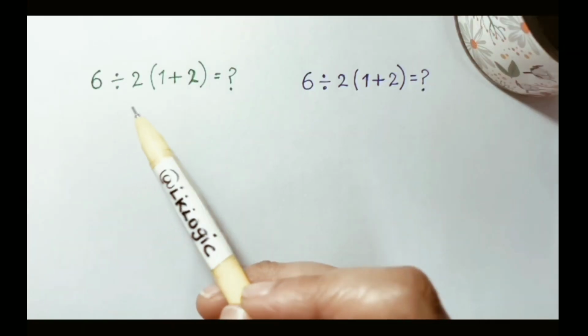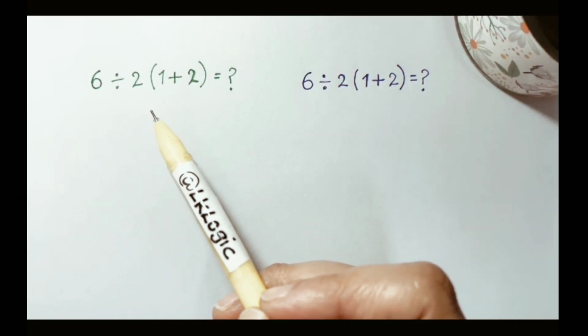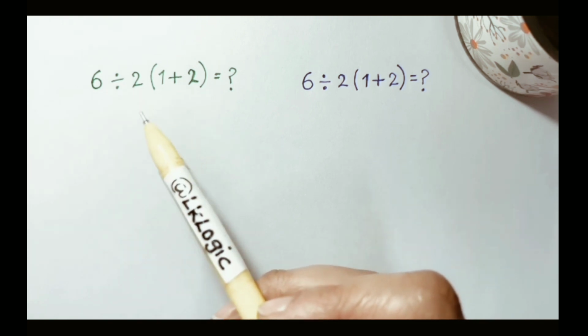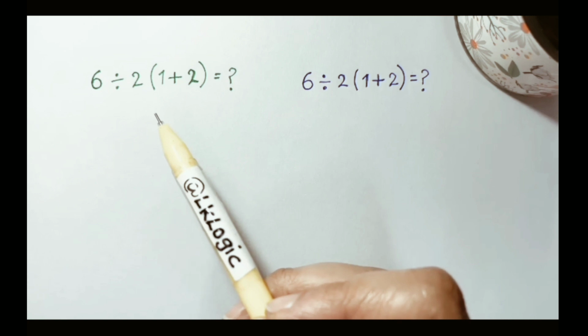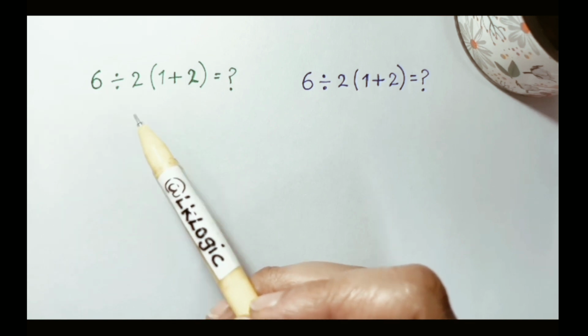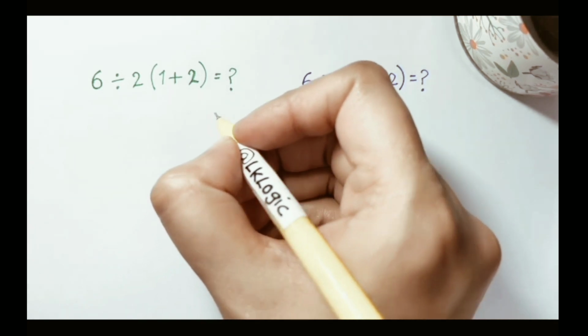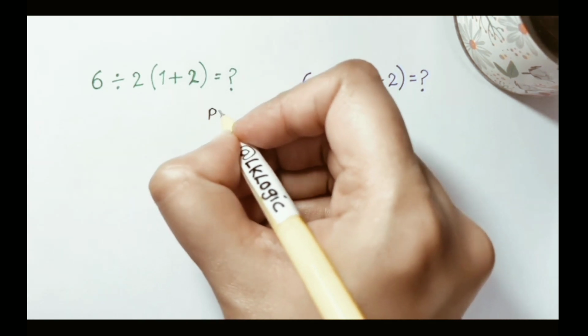This math problem has gone viral and it has received millions of comments on Facebook, Twitter, YouTube, and other social media sites. In this video, I'm going to present the correct answer. The problem is an expression of order of operations. It is commonly referred to as PEMDAS, or you can even say that it is BODMAS.